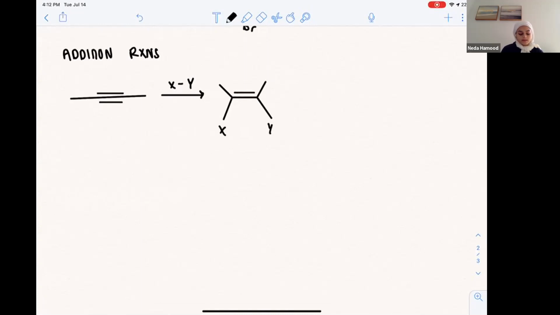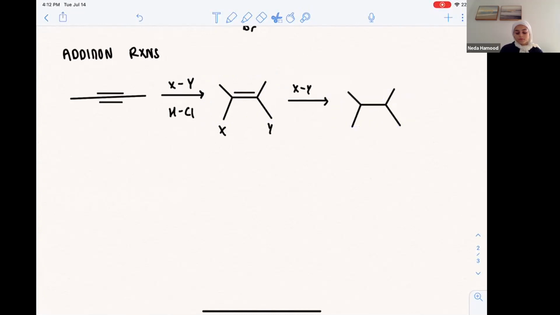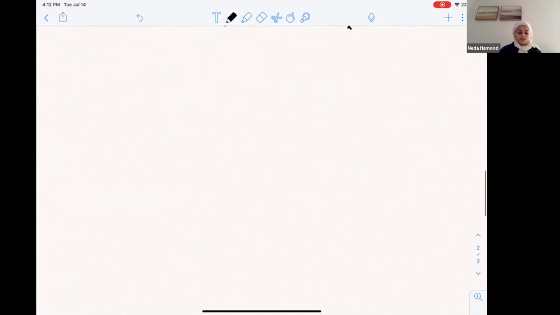And so this can be something like HCl, just as an example. And then you're adding another X to Y. And then you're adding this as your final product. So you have X and Y and Y, and you're adding 4 sigma bonds. So just as the 4 addition reactions, that's kind of like the basis of all of them.